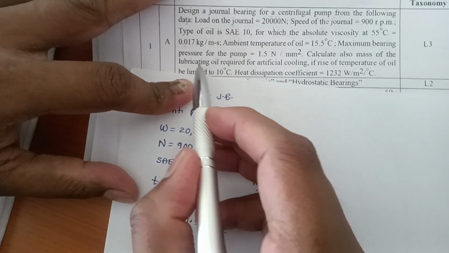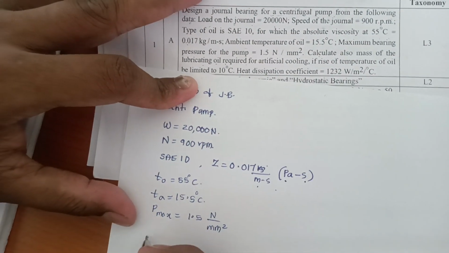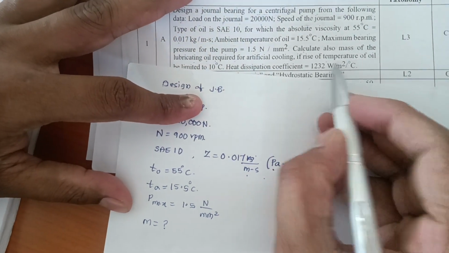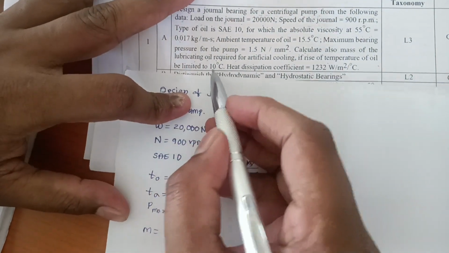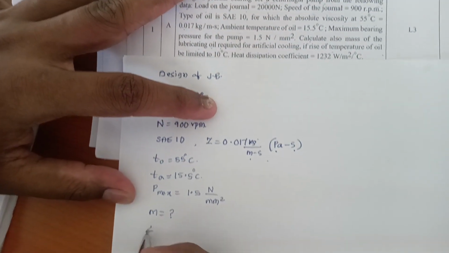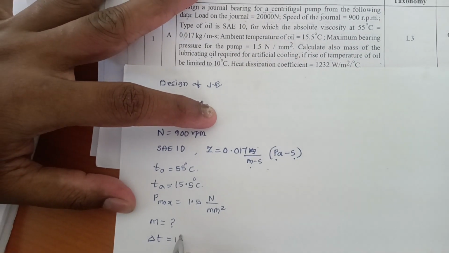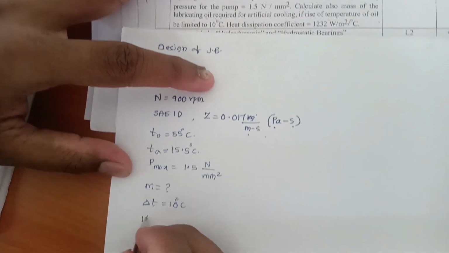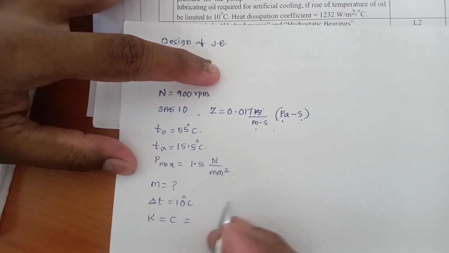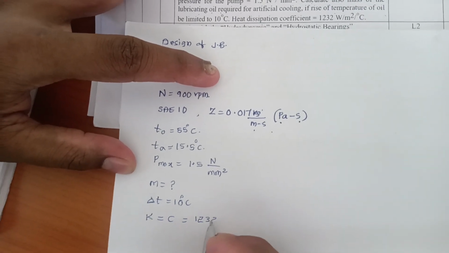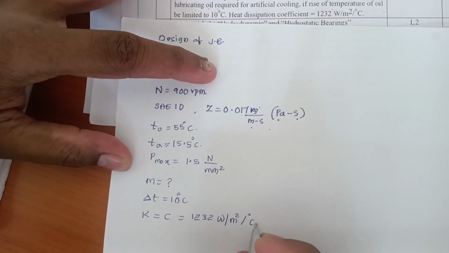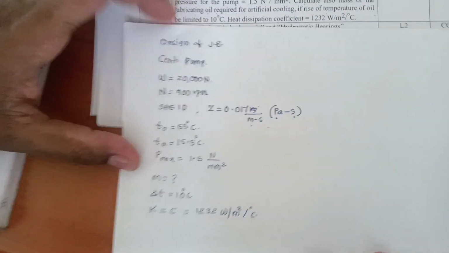Calculate also the mass of the lubricating oil required. They are asking the mass of the lubricating oil, if the rise of the temperature of the oil is limited to 10 degrees centigrade, that means delta T is 10 degrees centigrade. And the heat dissipation coefficient, that is K, sometimes you can use C, both are same, is 1232 watt per meter square degree centigrade. This is the given data. Okay, let us see the problem.